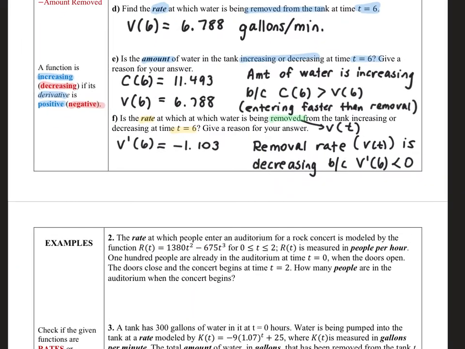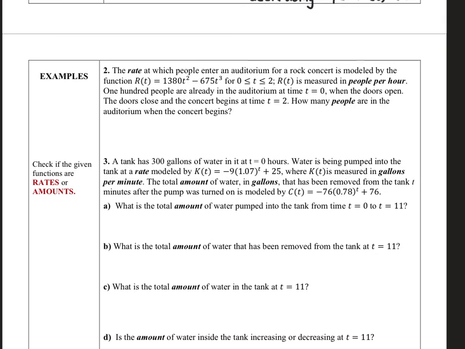For example number 2, I just threw this one in here so you could see that we can actually do this in any sort of a storyline.